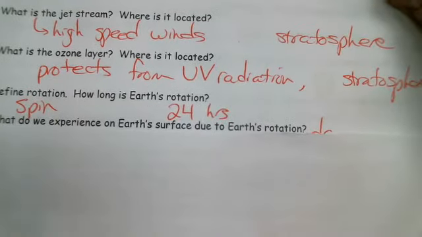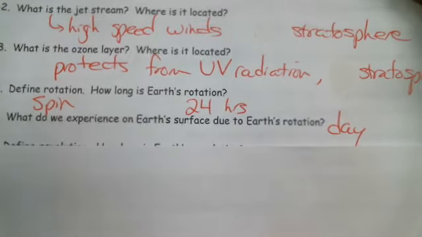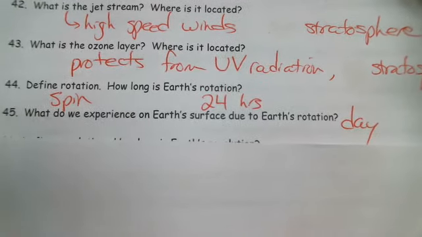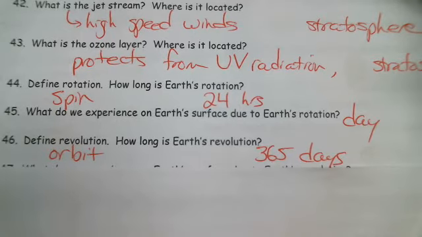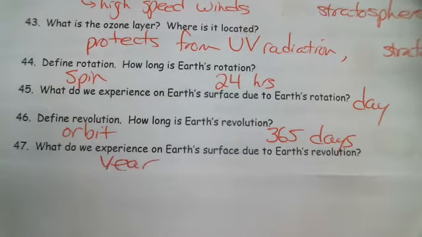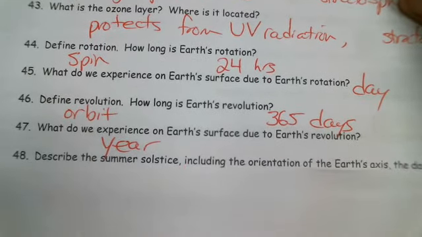Number 44, rotation is the spinning of a planet. And for the Earth to spin once is 24 hours. That's what we call a day. Number 45, a day. 46, revolution is one orbit. For the Earth, it's 365 days. Or we could also call that a year for problem 47.